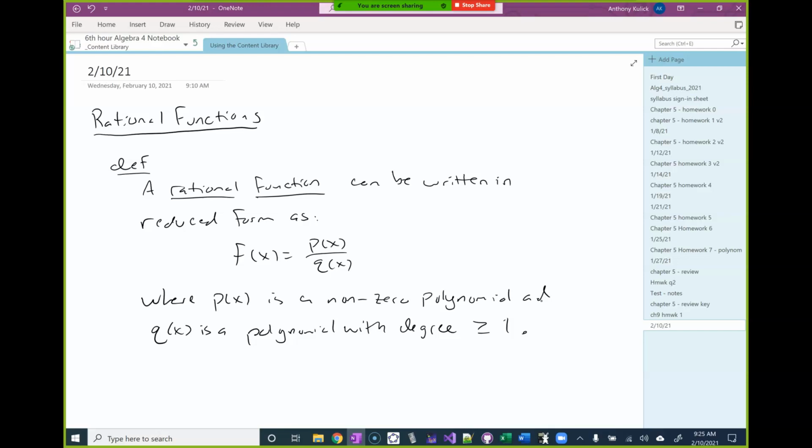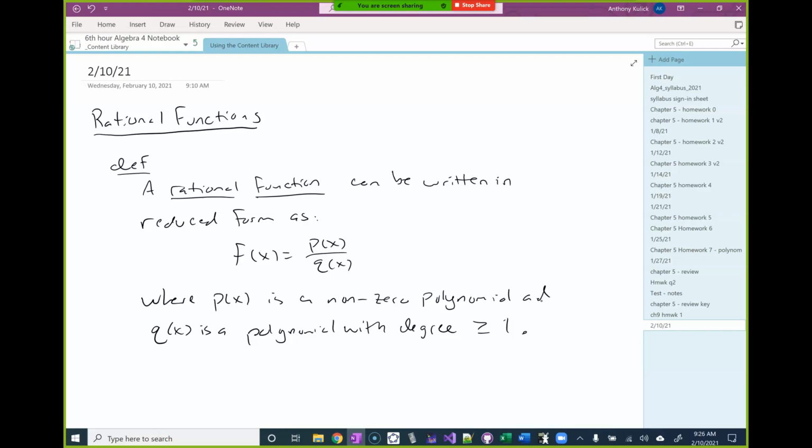So we want to make sure that we're not including constant functions or linear functions when we define these rational functions. So to do that, we're going to require that the polynomial in our numerator isn't the number 0, but any other polynomial is fine. And the denominator of our rational function, that's the q of x, has to actually have some x's in it, right? So it has to have degree at least 1.